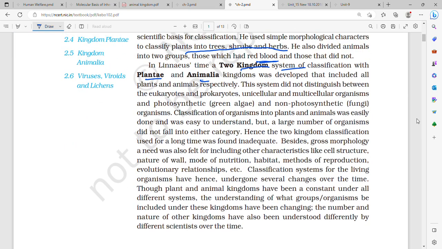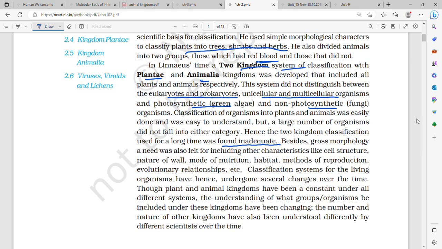This system did not distinguish between the eukaryotes and the prokaryotes, unicellular and multicellular organisms, and photosynthetic and non-photosynthetic organisms. So what were the drawbacks of the two kingdom classification given by Carolus Linnaeus? It did not distinguish between multicellular and unicellular, prokaryotic and eukaryotic, and photosynthetic and non-photosynthetic organisms. Classification of organisms into plants and animals was easy to understand, but a large number of organisms did not fall into either category. Therefore, the two kingdom classification, which was used for a long time, was found inadequate.